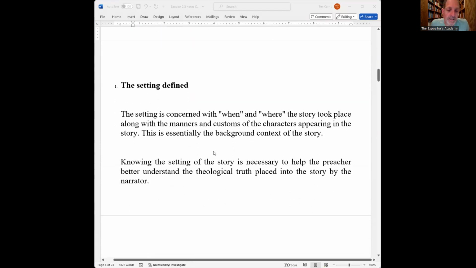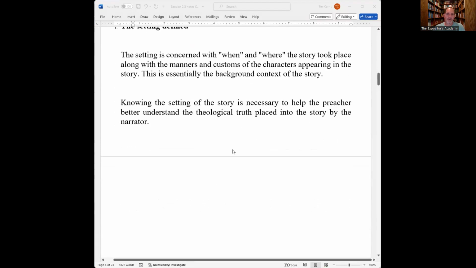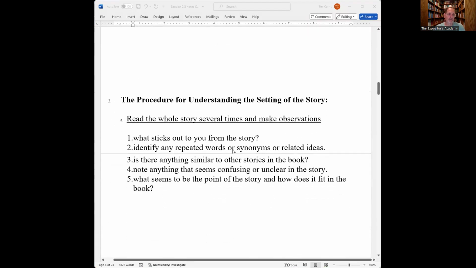Remember, the setting is like the background of the story. It's the background context to the story. It's the when and the where the story took place. It's the culture in which the story happens. We really want to understand the setting of the story so that it'll help us as we begin to identify the plot of the story and interpret the story's message. So we want to begin with the where and the when, the setting of the story.